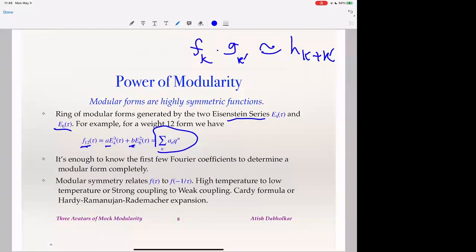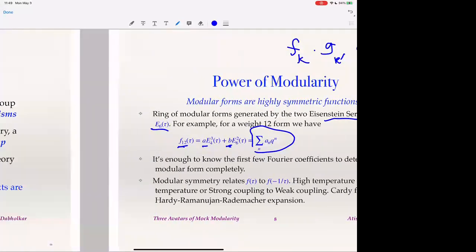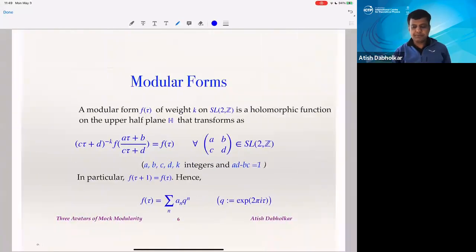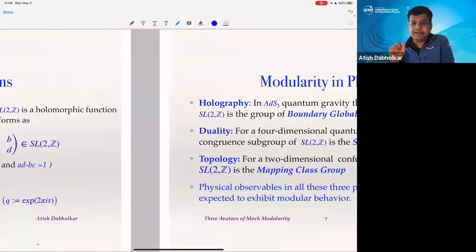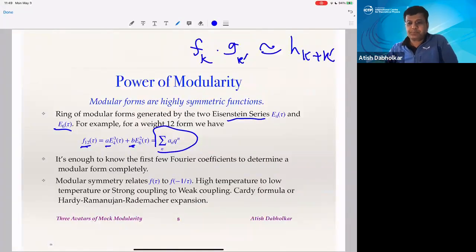Atish, sorry, one question. So what is the analytic structure of these modular forms in the tau plane? They're holomorphic. They're completely holomorphic without poles. Also, they don't have poles even at infinity. Of course, the ones that you encounter in physics are not like that, but I will come to that.